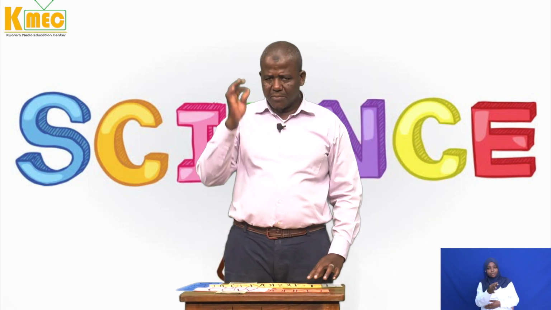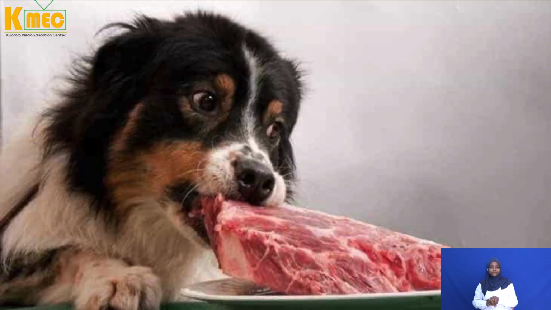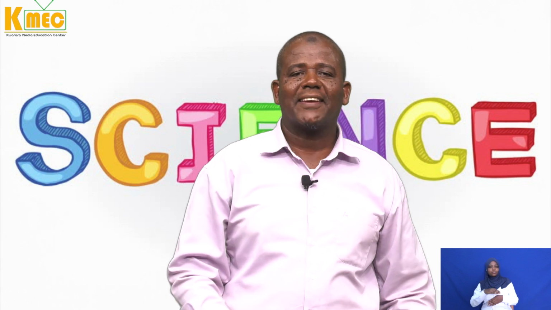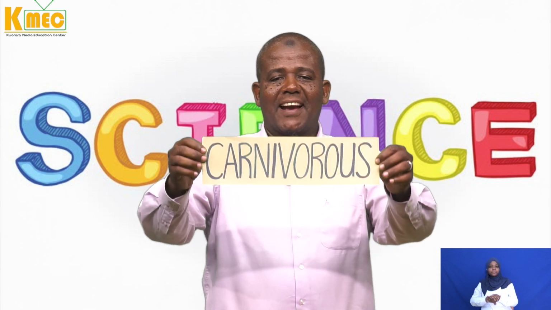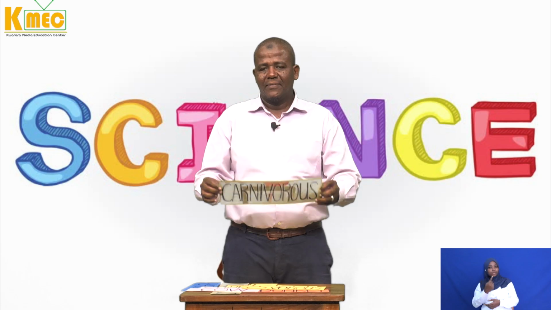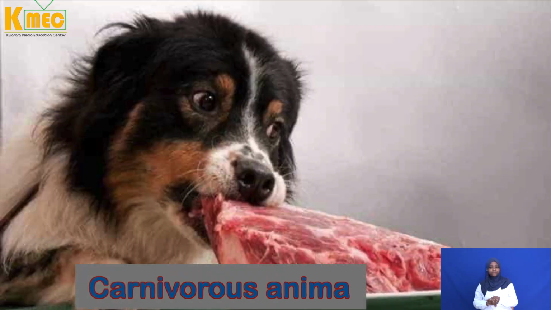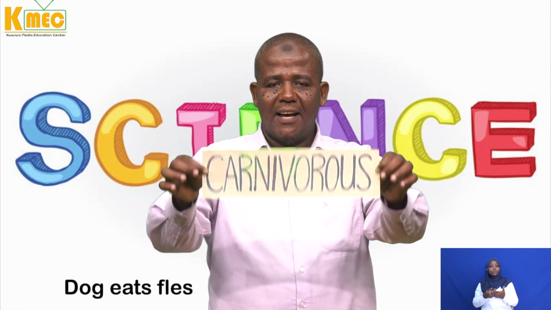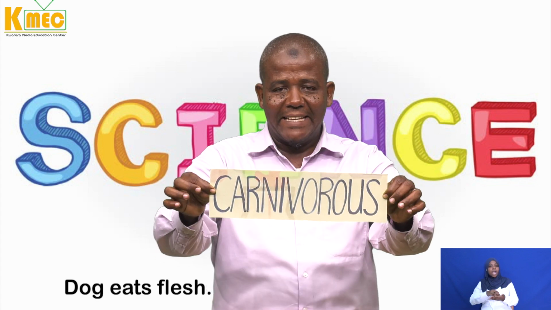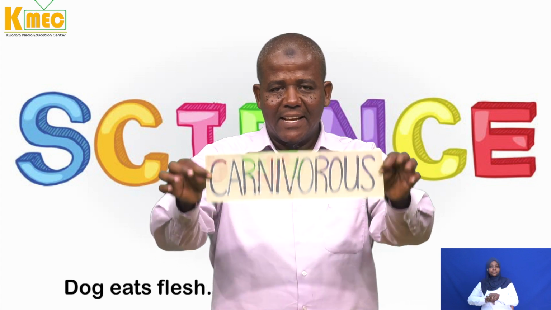Okay, try to remember our picture there. What about the dog? Can you try it? Okay, yes. Carnivorous animal. The dog is a carnivorous animal. Why? Because the dog eats only flesh. The dog is carnivorous animal because it eats flesh.